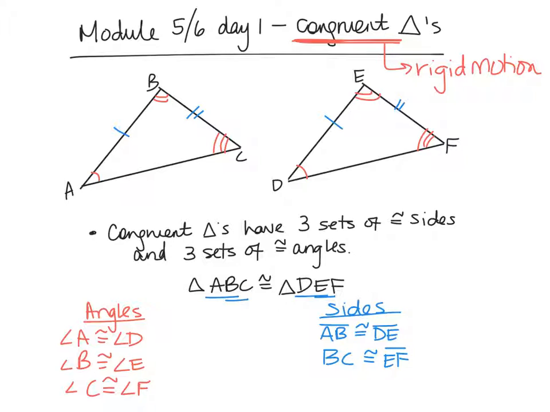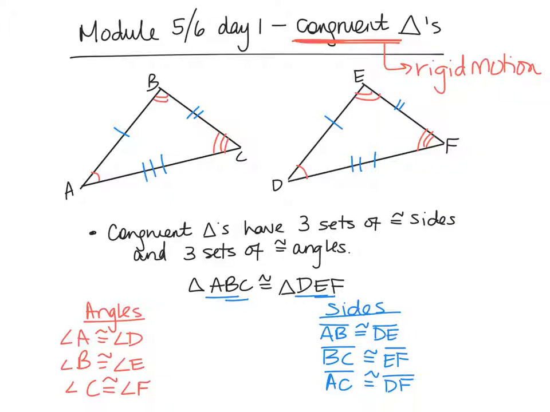Now, I'm showing you a really basic example in your notes, but these might be turned different directions. So it might not be that you can just look at them and see which parts match up. So you really have to use that congruent statement. The last one's going to be AC is congruent to DF.